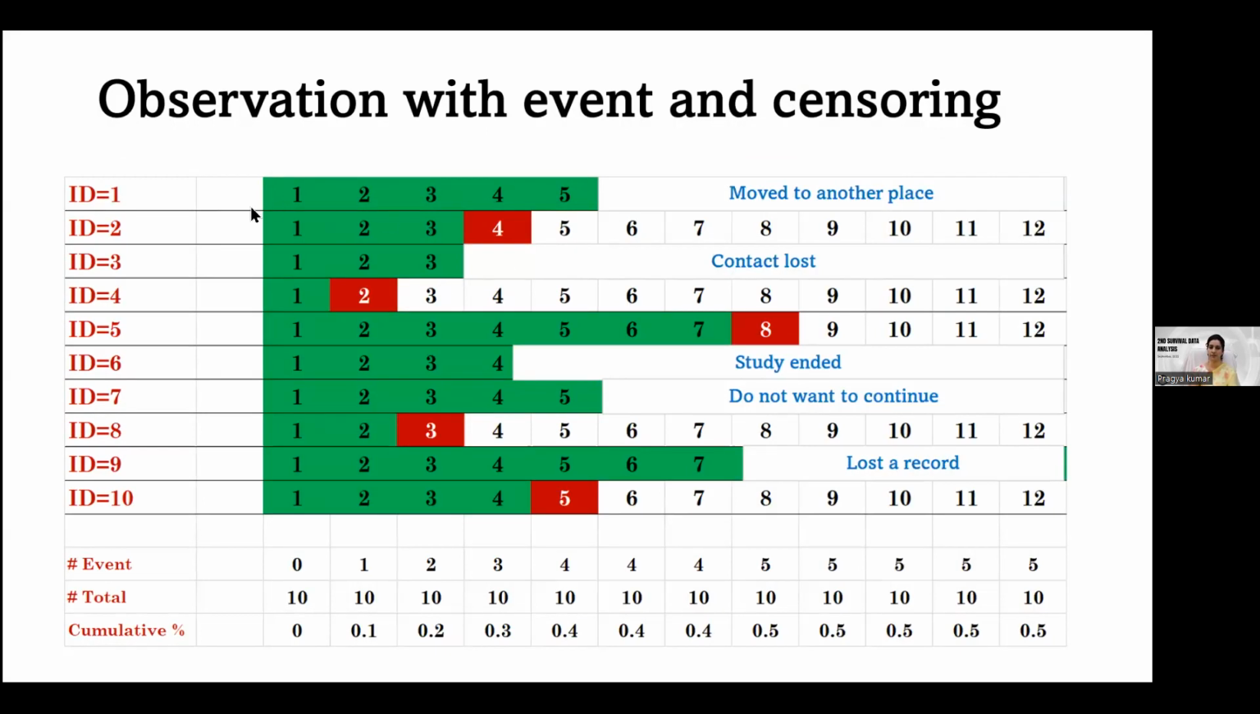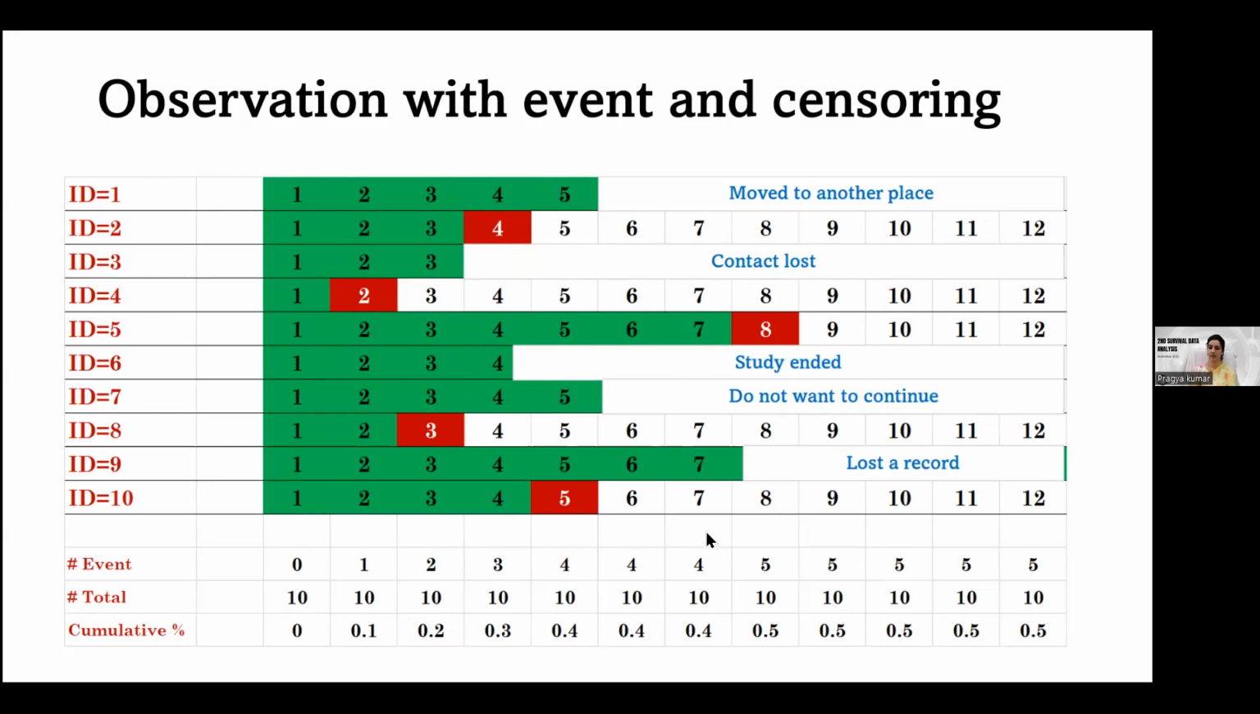You can see here that on month 1 there is a 0, on the second month there is one event, this ID number 4. Then again on the third month, this ID number 8 met with the event. So there are a total of 2 cases. Again on the third month, there is 1 event. So 3 events. Again on the 5th month, there is 1 event. So 4. Then on the 6th, there is none.